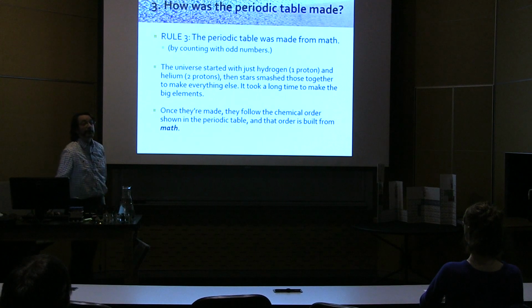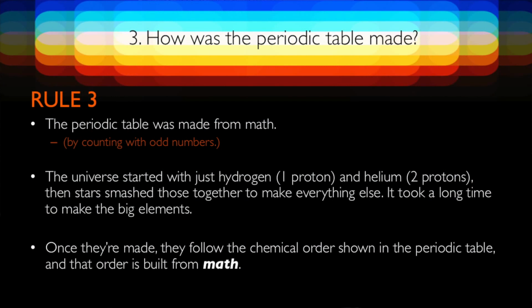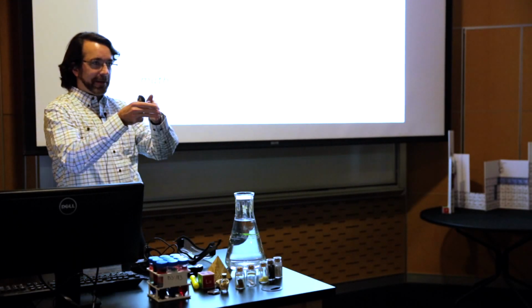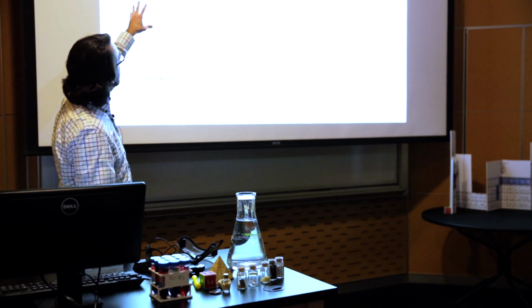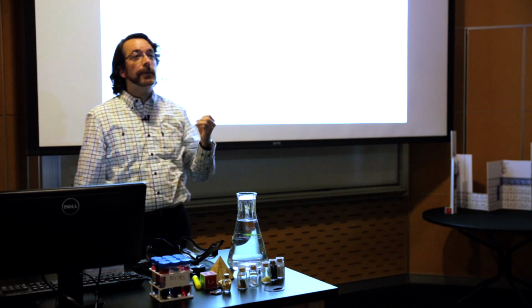So rule 3 answers the question, how was the periodic table made? And if you want to make your math professor really happy, you can show them this, because it says the periodic table was made from math. And this is where you're going to be able to do a little bit of active art. You're going to be able to fold up your periodic table, because it's going to show you how the periodic table was made by counting with odd numbers.